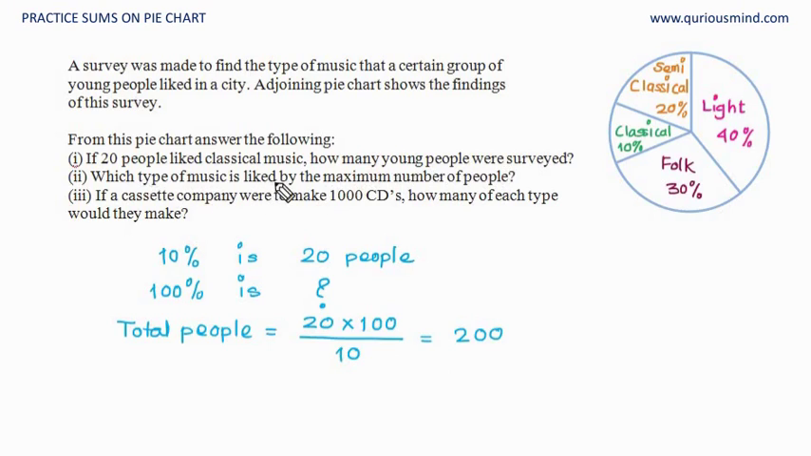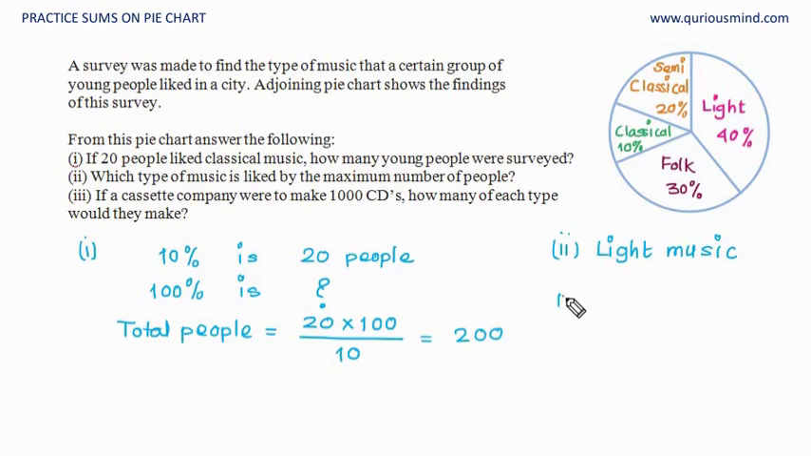Which type of music is liked by the maximum number of people? Now looking here, we know 40% is the highest. So light music is what maximum people like. So the answer of the second one is light music. Third one: if a cassette company were to make 1000 CDs, how many of each type would they make?